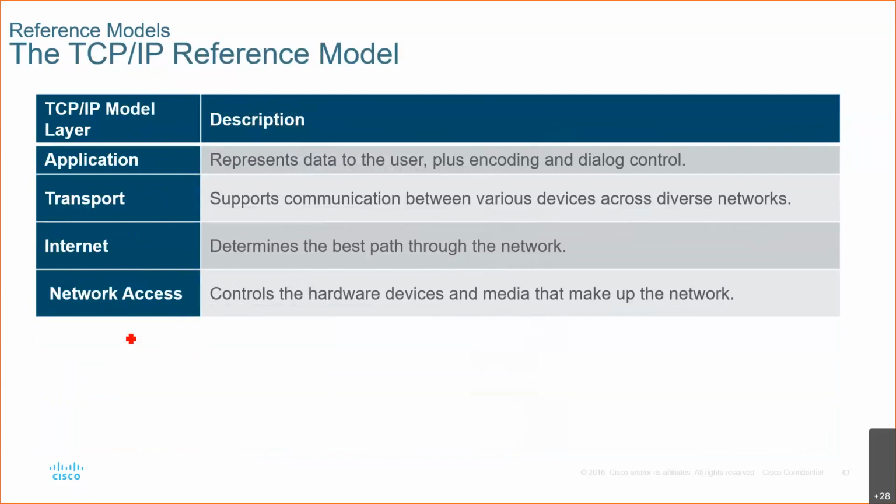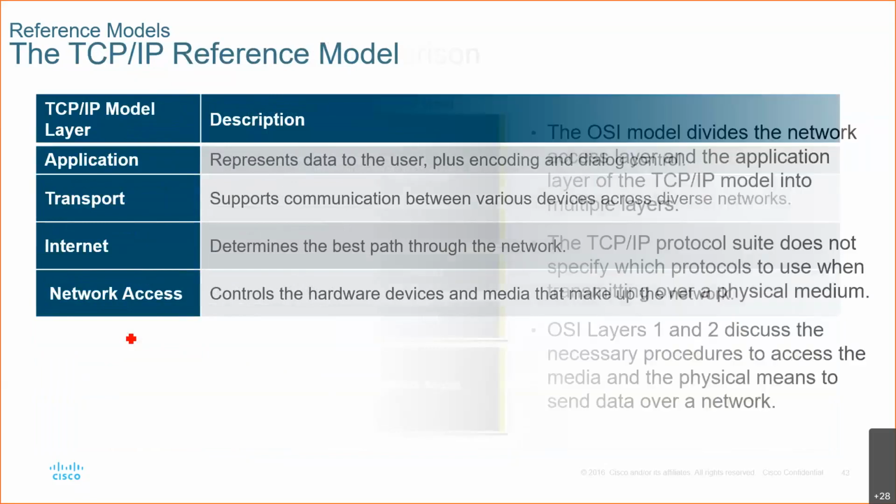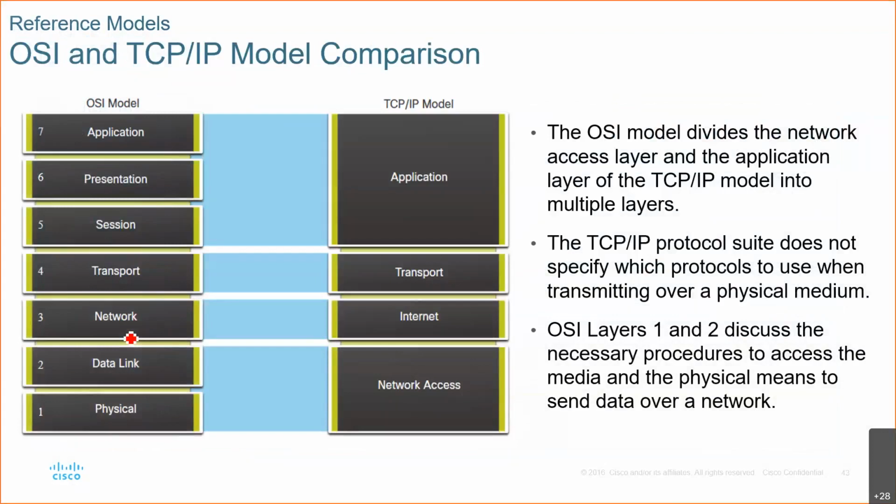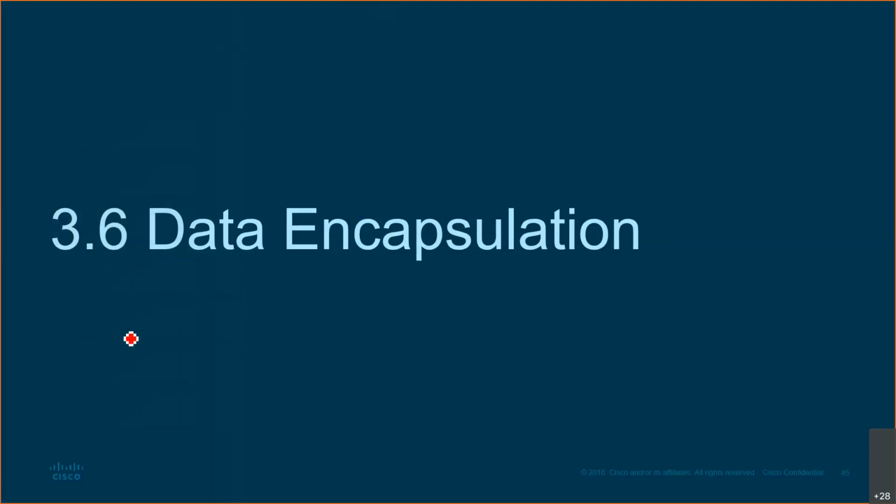Here is your TCP/IP model consisting of network access, internet, transport, and application. And how they map into each other again. So let's look at data encapsulation now.